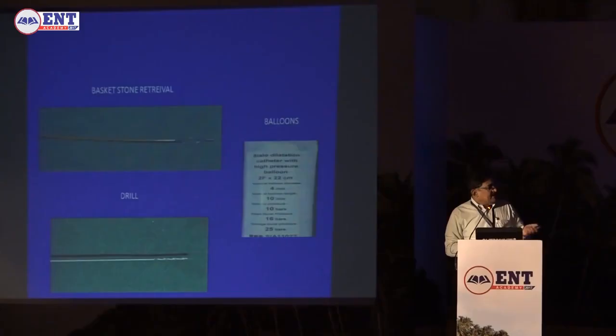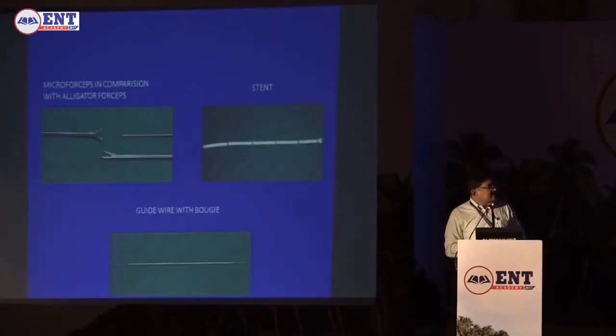These are the catheters, the balloons. We use small balloons to dilate strictures. This is an ear surgery forceps, and these two are salivary forceps, just as a comparison.